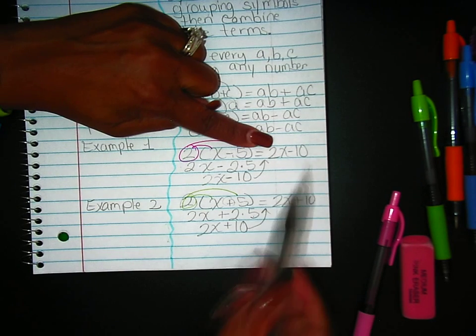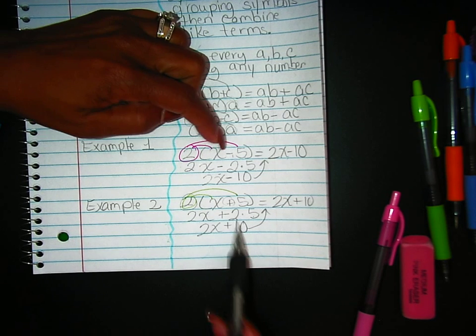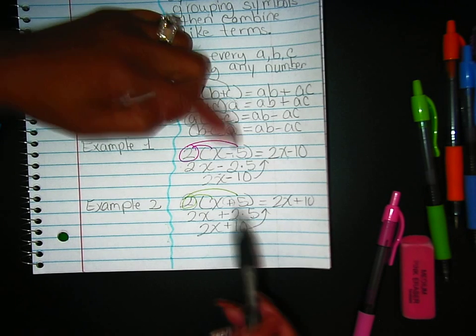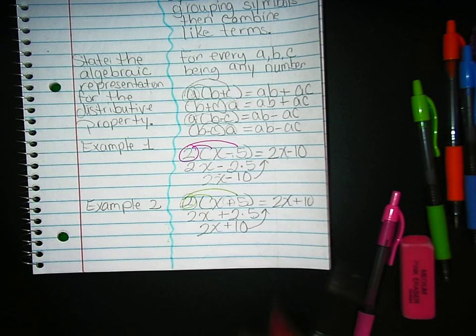So again, I simplified it to be 2x plus 10. However, in the previous example we ended up with 2x minus 10 because that was the difference of x and 5, and this is the sum of x and 5. So that was example 2. So let's go and do example 3.